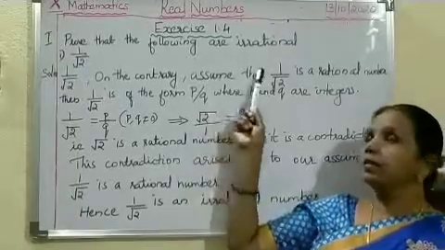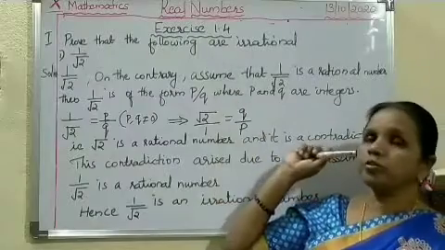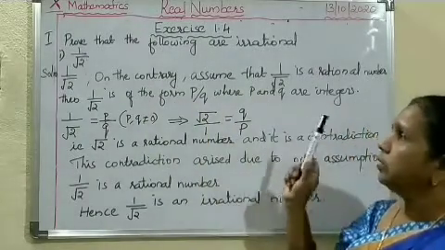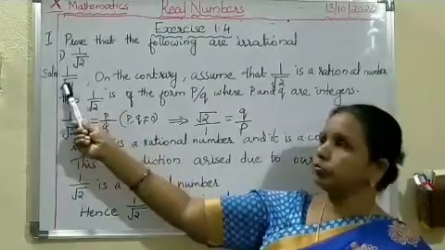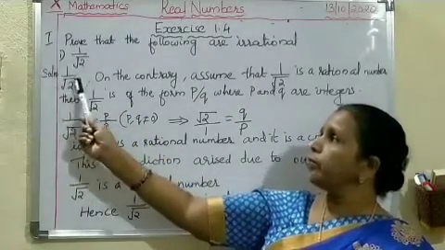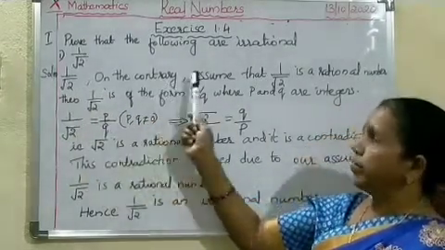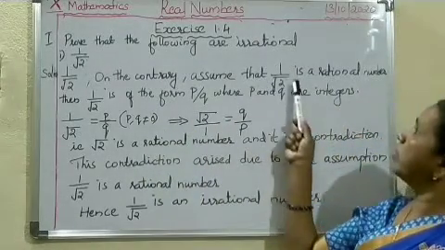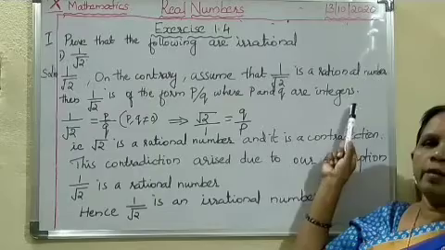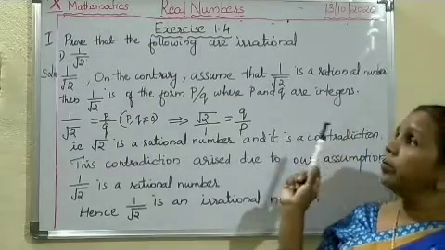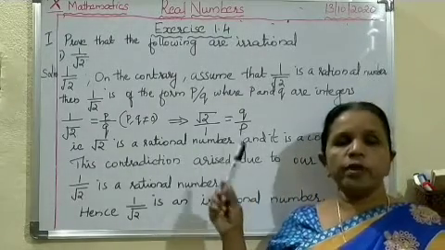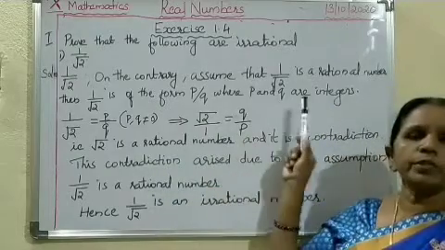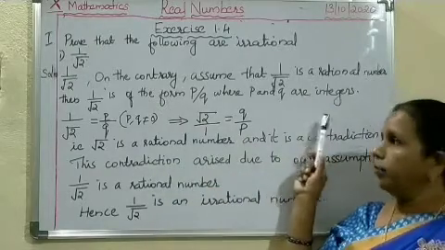We will start exercise 1.4. First problem: prove that the following are irrational numbers. First, 1 by root 2. What is the solution? On the contrary, we assume that 1 by root 2 is a rational number. We have to prove that 1 by root 2 is irrational, so by contradiction we assume it is rational.